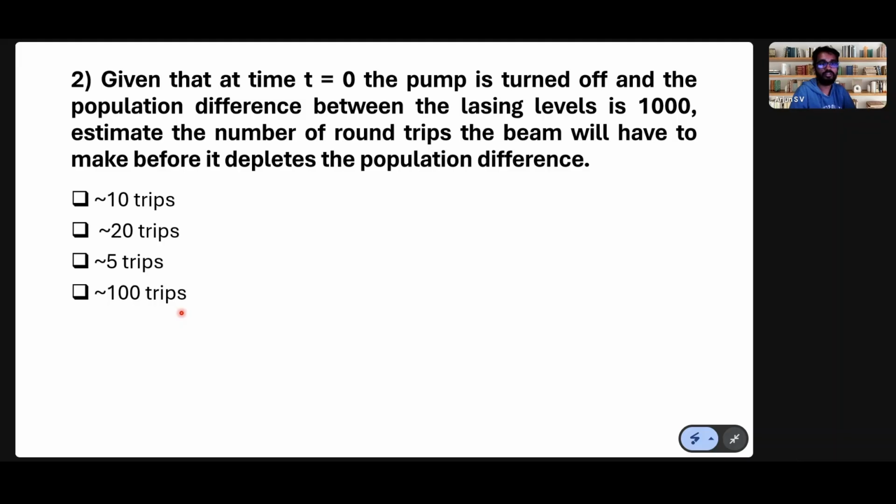So basically, how many trips it needs to make to deplete the population difference of 1000. So it will be around 10 trips because 2 power 10 is 1024. So by then your population difference would be depleted. So the answer would be 10 trips.